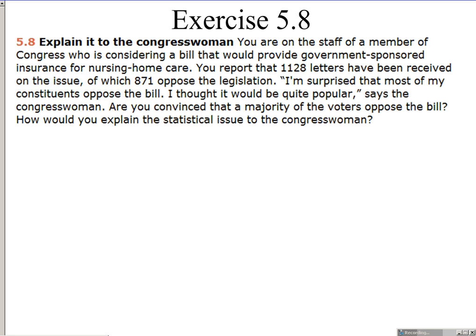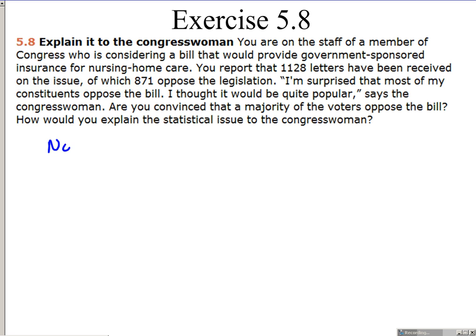Problem 8. You are on the staff of a member of Congress who is considering a bill that would provide government-sponsored insurance for nursing home care. You report that 1,128 letters have been received on the issue, of which 871 oppose the legislation. "I'm surprised that most of my constituents oppose the bill. I thought it would be quite popular," says the Congresswoman. Are you convinced that a majority of voters oppose this bill? How would you explain the statistical issue to the Congresswoman?